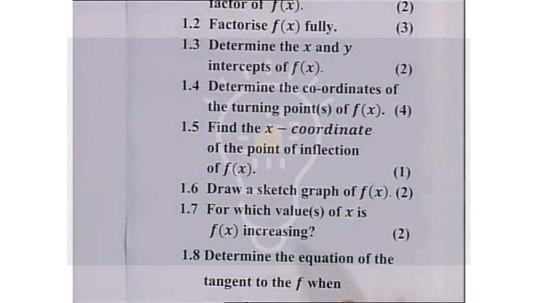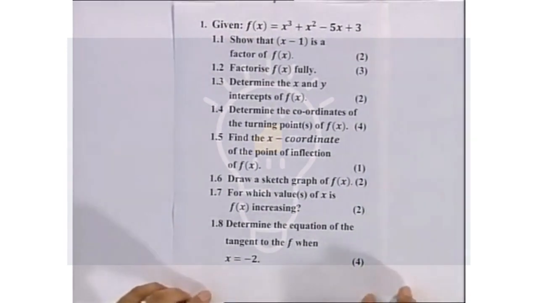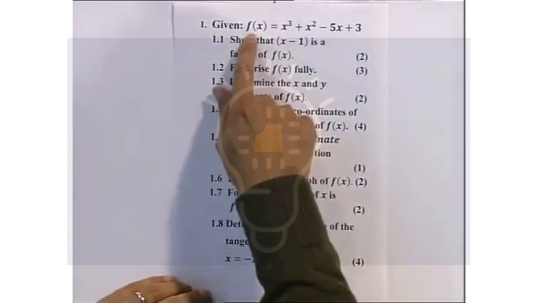Right, guys? Let's start with the sum. Let's have a look at the first sum here. This is in your booklet, but if you don't have it, it's fine. Let's have a look at this, and then we can see what we need to know. It says, given a function f(x) equals x to the power of 3 plus x to the power of 2 minus 5x plus 3. So they give you a function there.